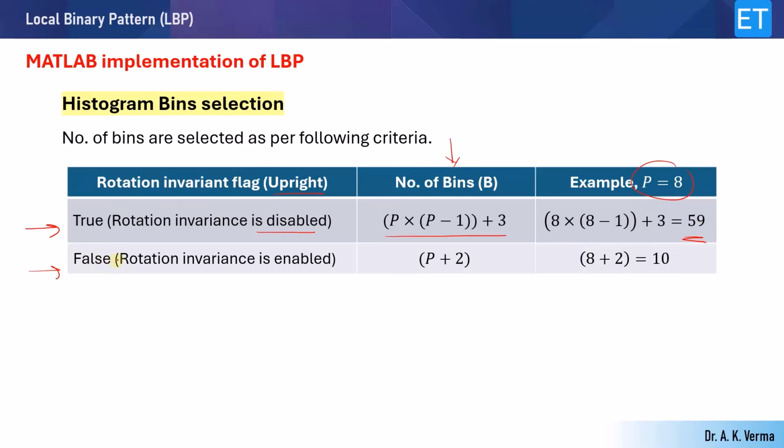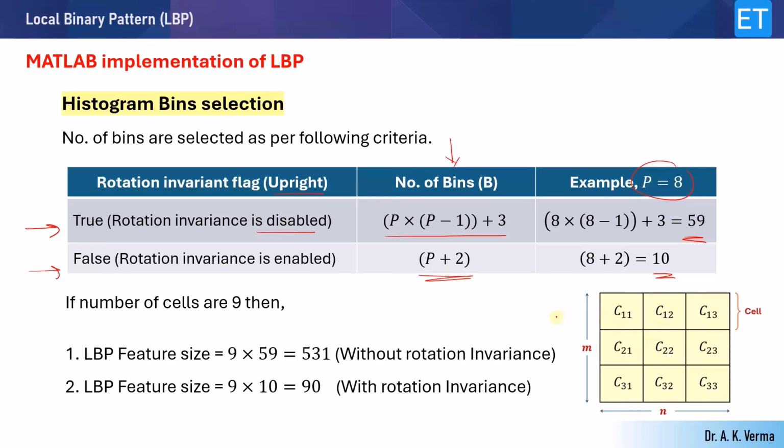And if you make upright false, it means rotation invariance is enabled. You are considering rotation invariance, so then the number of bins is now only p plus 2, that is reduced. So if the number of neighbors is 8, then 8 plus 2, only 10 bins. So the feature vector becomes very small when rotation invariance is enabled.